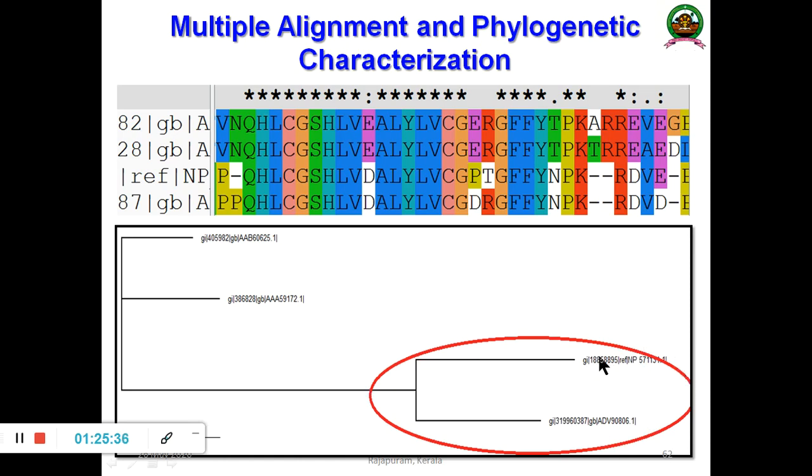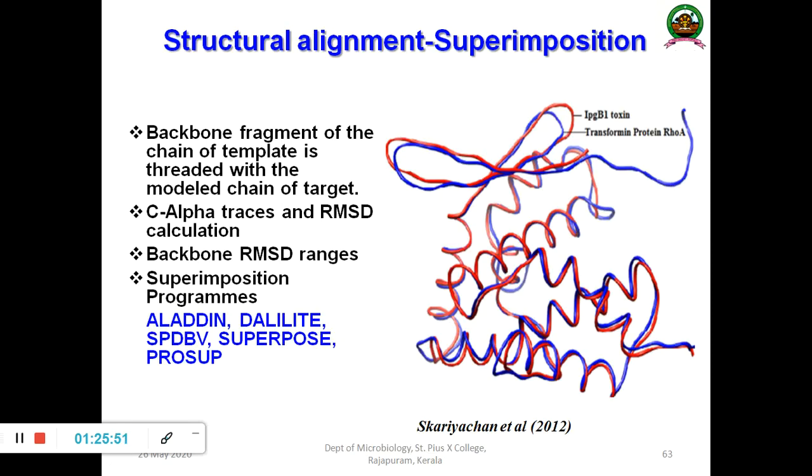Why? Because your target and template arise from a common ancestor. This has a high amount of relationship with your target compared to these two sequences. So you will select that sequence for modeling. Then what will you do? You will align the structure, the three-dimensional structural alignment, with the backbone of the target.